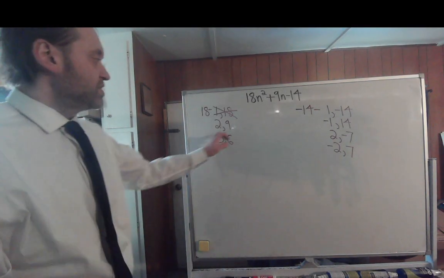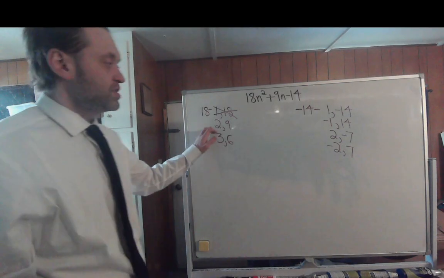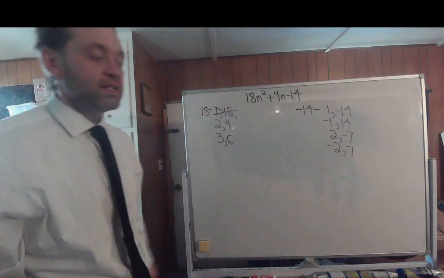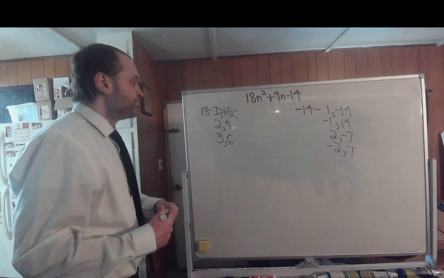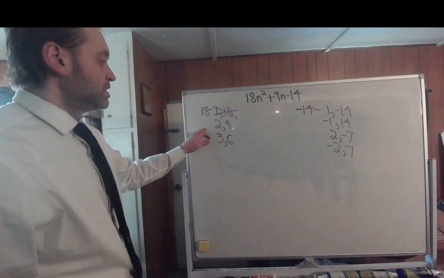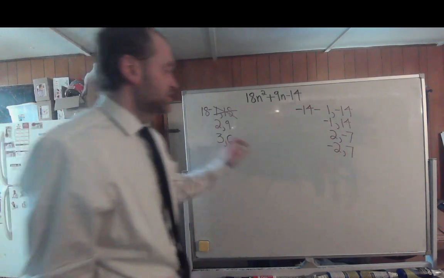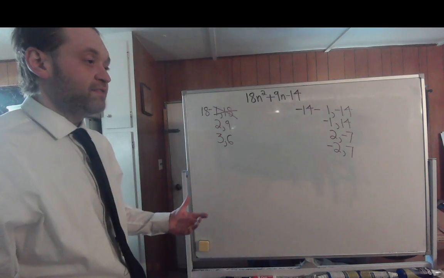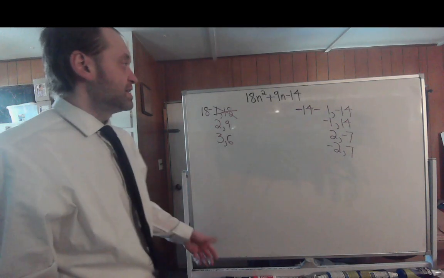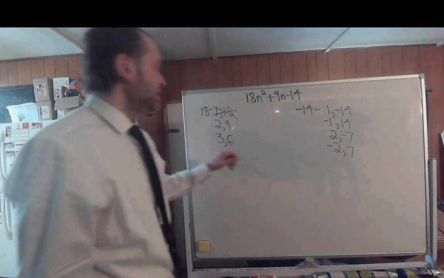Now, let's see, if I took 9 times negative 1, that would give me negative 9 plus 2 times 14, which would be 28. Negative 9 plus 28 is positive 19. That doesn't work. All right. 9 times negative 7 is negative 63 plus 2 times 2. So negative 63 plus 4 gives you negative 59. That doesn't work.